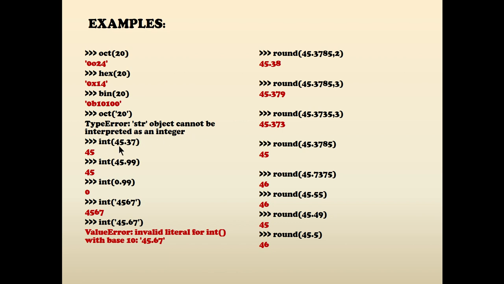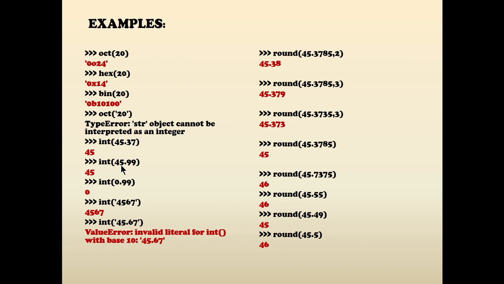Okay, so the next one is the int function, right? What is the definition that we read? It truncates the decimal portion, whatever the decimal portion may be. Here I have given int of 45.37. After the decimal point, whatever numbers are there are completely truncated, right? So for 45.37, only the integer part, what is the integer part of it? 45. That is the answer you will get.